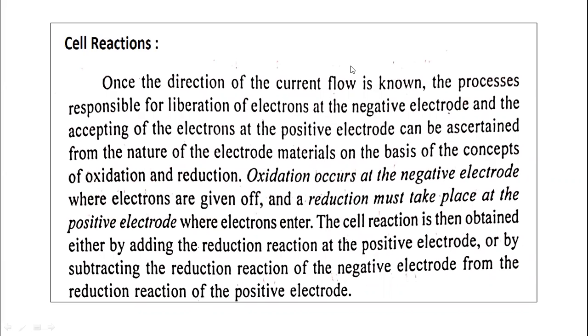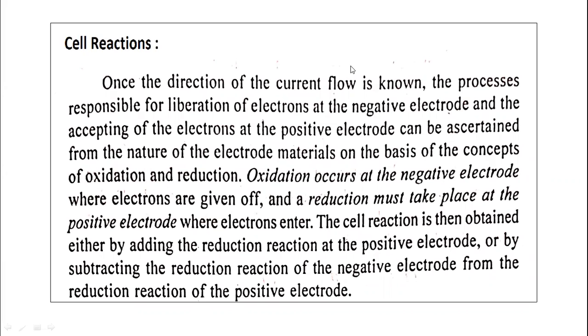In a galvanic cell, a chemical reaction takes place. We know that in a galvanic cell, chemical energy is converted to electrical energy. The electricity is produced at the cost of the chemical reaction. So always in a galvanic cell, chemical reactions take place. Okay.